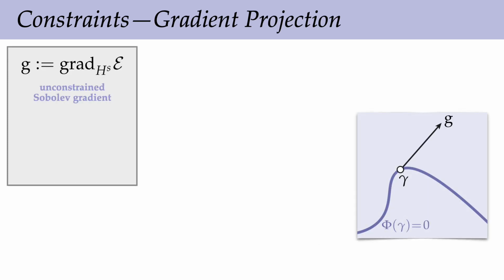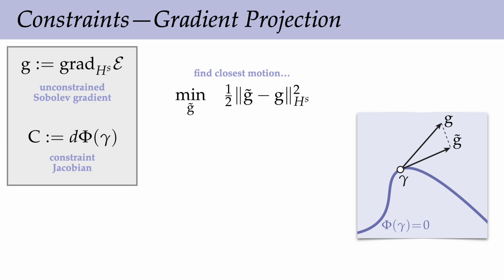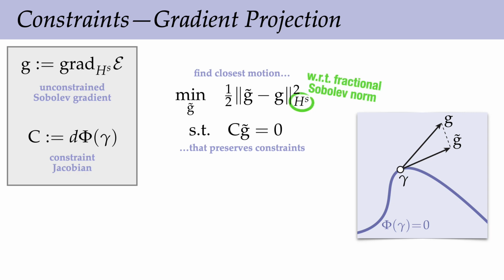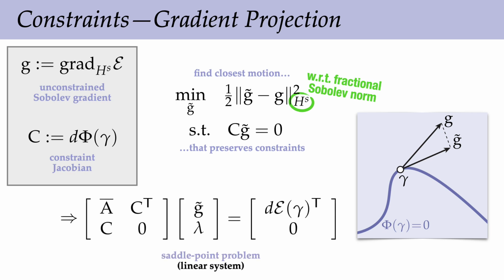So in particular, if we let g be the unconstrained descent direction given by our fractional preconditioner, and c is the Jacobian matrix of our constraint function, then we want to find the closest direction g tilde that preserves all of the constraints, or is tangent to the constraint set. And importantly, closest here means closest with respect to our fractional Sobolev norm. So this is a convex quadratic problem that amounts to just solving a linear saddle point problem.